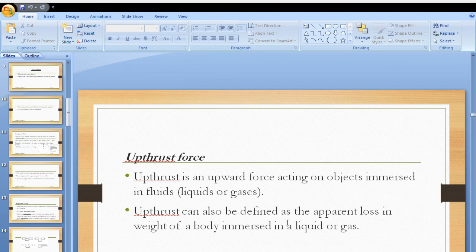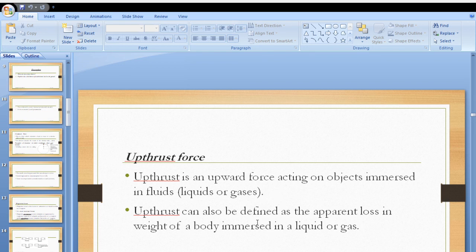Upthrust is another type of force. Upthrust is an upward force acting on objects immersed in fluids, liquids or gases. Fluids refers to both liquids and gases. The definition of the word fluid: fluid is anything that is capable of flowing due to pressure. So all liquids and gases can flow because of pressure. So the upward force acting on objects immersed in fluids, we call it the upthrust force.